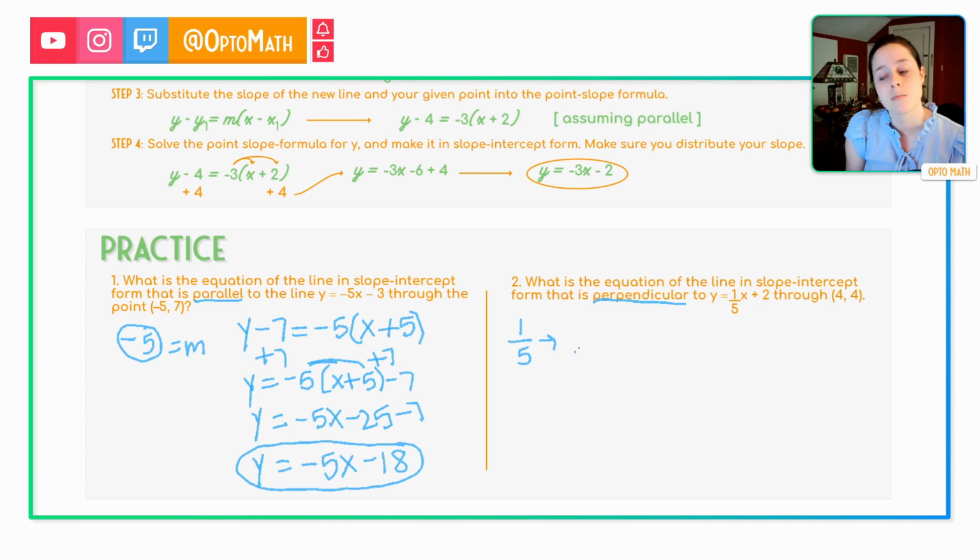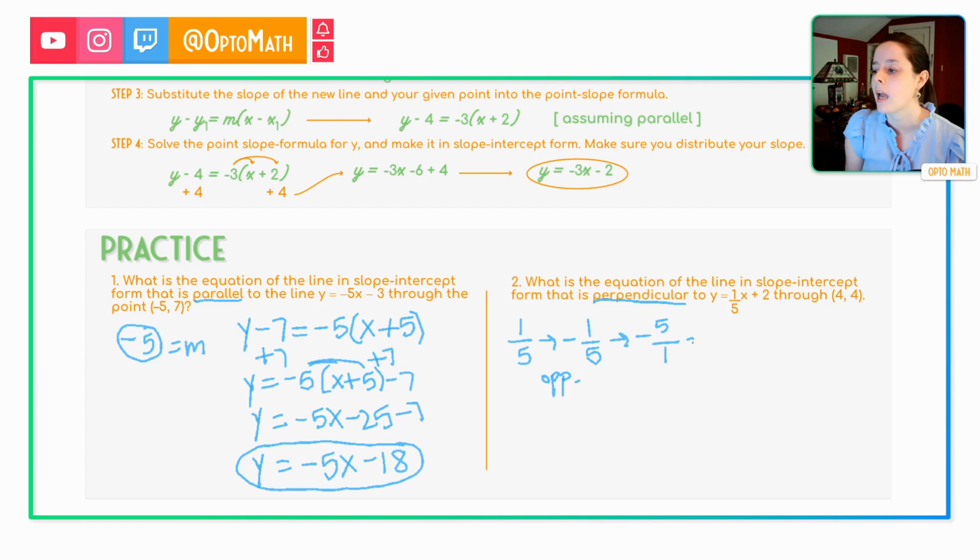And now we're going to do reciprocal. It stays negative. The 5 is the new numerator. The 1 is the new denominator. And 5 divided by 1 is just 5. So it stays as a -5. And that was reciprocal. We've got our new slope.